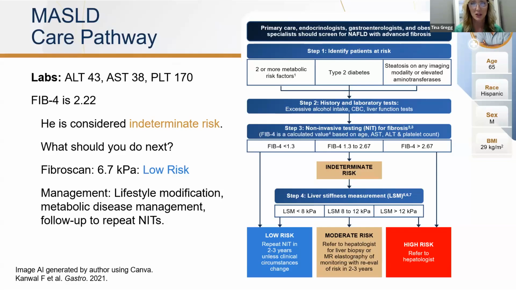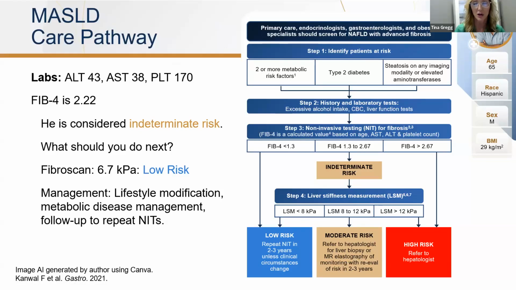So step 2, history and lab tests. Does he use alcohol excessively? We look at his medical history as well. We determine if we have a CBC and liver function test, which we do, on the right. His ALT is 43, AST 38, platelet count is 170. So we decide we're going to calculate the FIB4, which is the next step. His score is 2.22, so this falls in the indeterminate range in the center here.